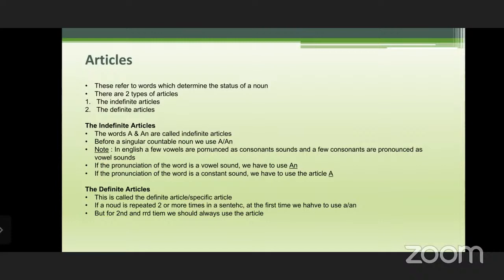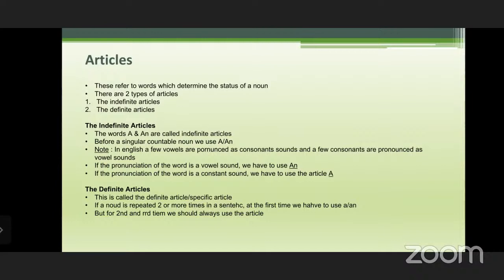The indefinite articles. The words a and an are called indefinite articles. Before a singular countable noun, we use a or an. So in front of the singular countable noun, we have to use the article a or an.